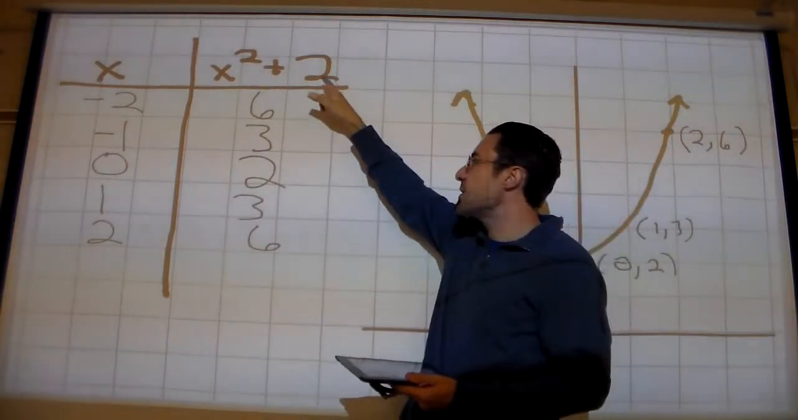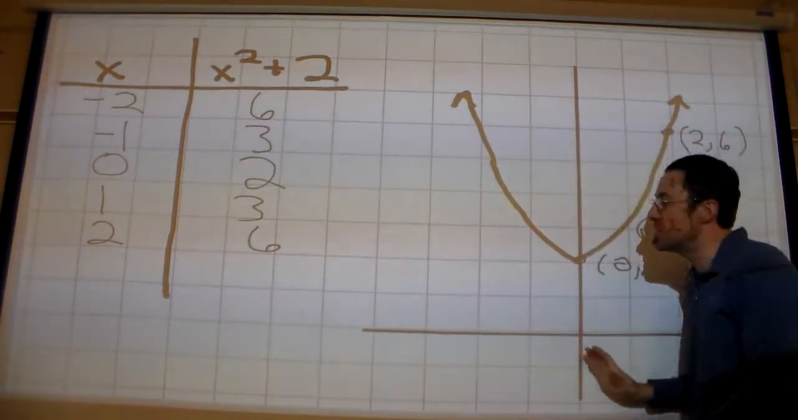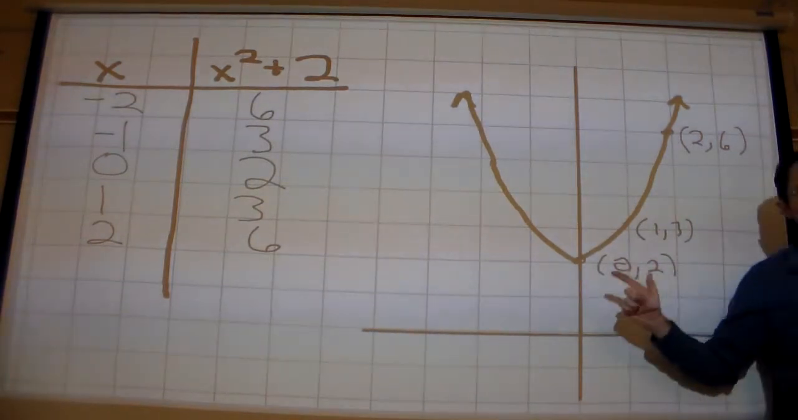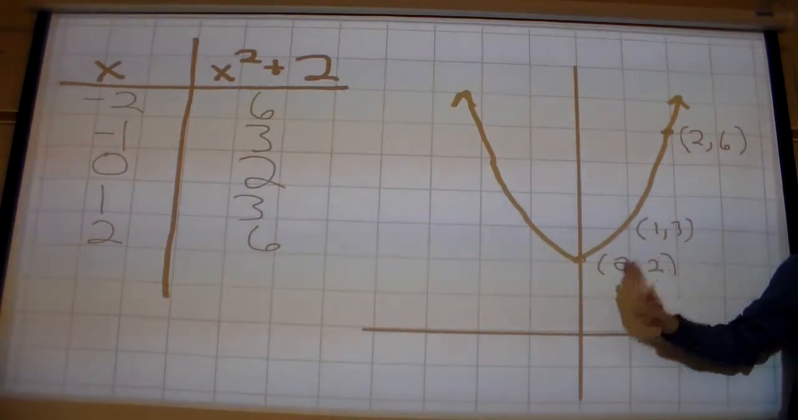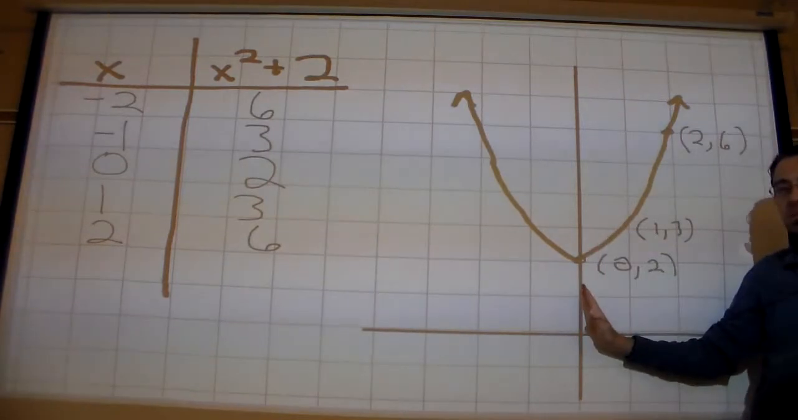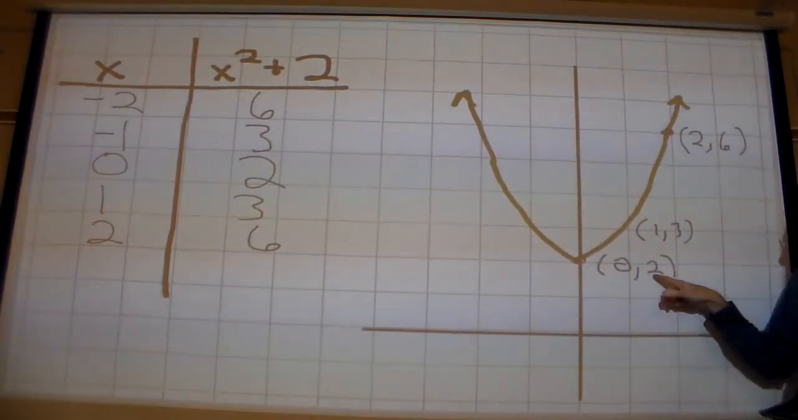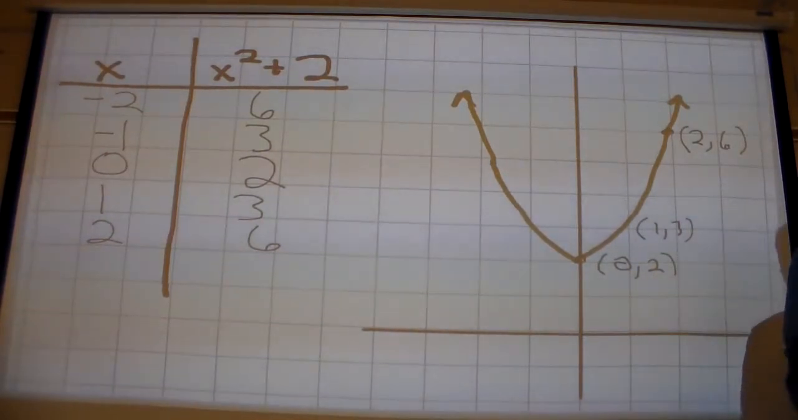We could have the value on the outside that we add or subtract to it that moves it vertically. It moved the vertex. Did it move the axis of symmetry? Is it still the y-axis here? Yep. So the axis of symmetry. The range moved because the y value changed. And so little parts there, but everything moved.